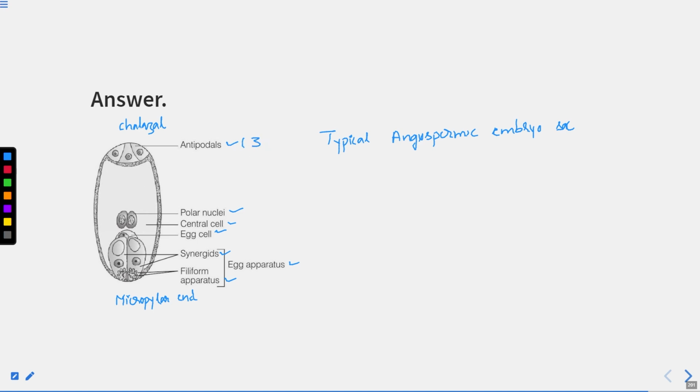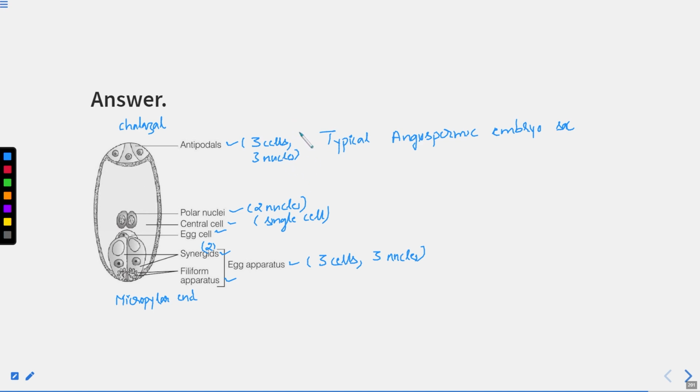There are three cells and they have the three nuclei. Again, polar nuclei, there are two nuclei here. But when they fuse, they form a single cell, also known as secondary nucleus. Then egg apparatus, if you talk about egg apparatus, it consists of two synergids and one egg cell. Means again, there are three cells present in egg apparatus as well as three nuclei.